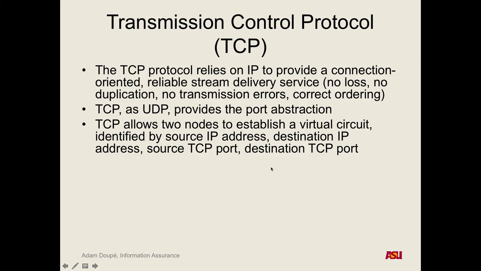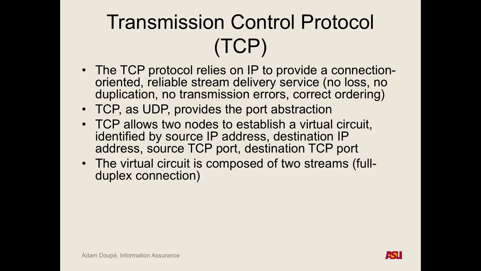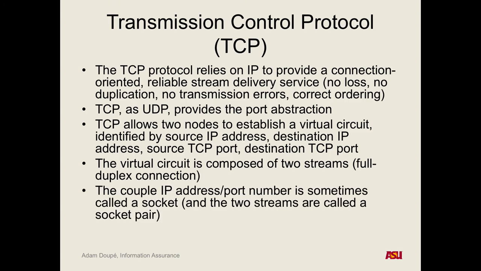And you have to think, this identifies one flow from source to destination. That reverse tuple is the reverse flow. And so TCP is set up to allow full duplex, so both sides can talk to each other. Talking about the socket abstraction, the combination of IP and port is sometimes called a socket.